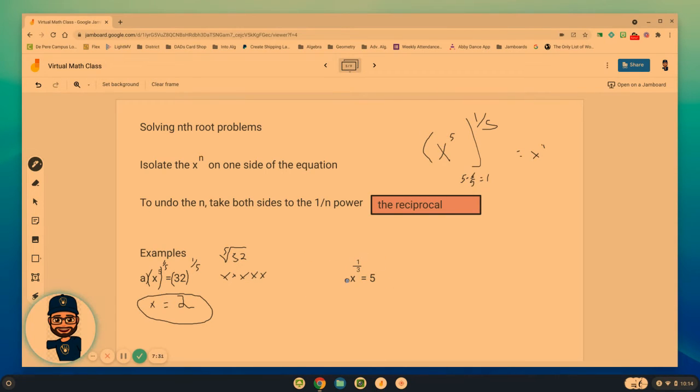Over here in our second example, if I've got x to the 1/3 power, to get x by itself, I raise it to the power of its reciprocal, raise it to the power of 3, which means I have to do that on the other side. And 5 to the 3rd is 5 times 5 times 5, so x equals 125. The opposite of raising something to a power is raising that again to its reciprocal power.